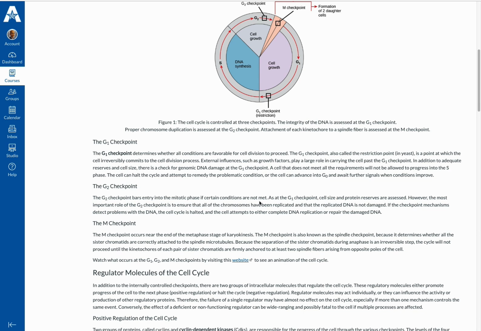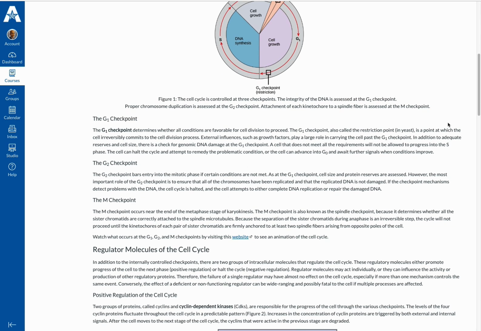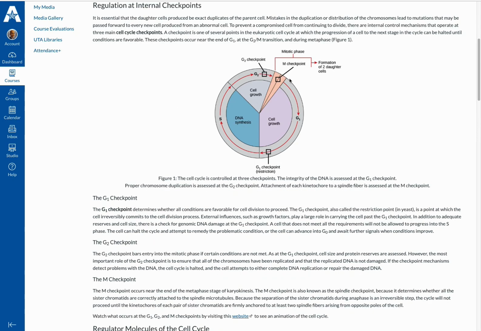The M checkpoint makes sure that right before the anaphase, where those sister chromatids are separated, that the alignment of the chromosomes is proper and that they're correctly attached to the microtubules. So remember, M checkpoint is during the mitotic phase. G2 checkpoint comes right after synthesis, so it checks that synthesis went okay. G1 checks to make sure that we're all good to go in terms of being ready to start replicating that DNA.